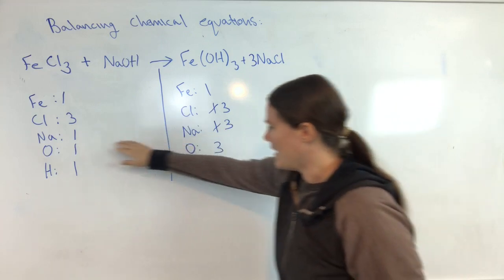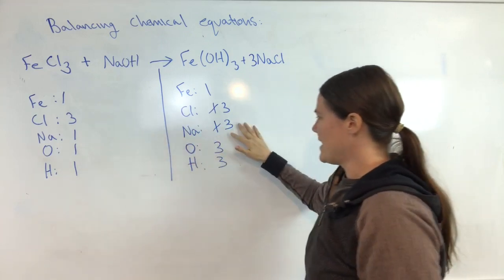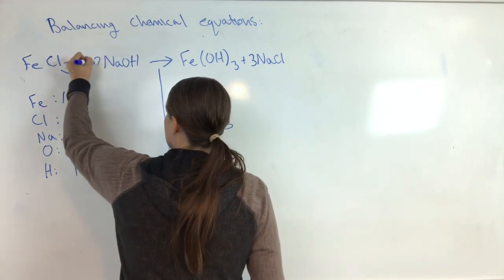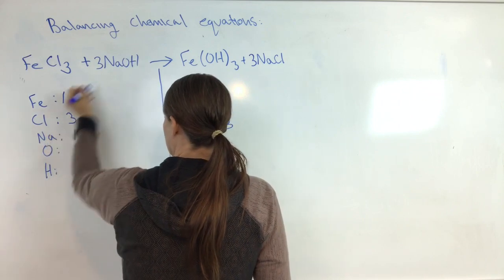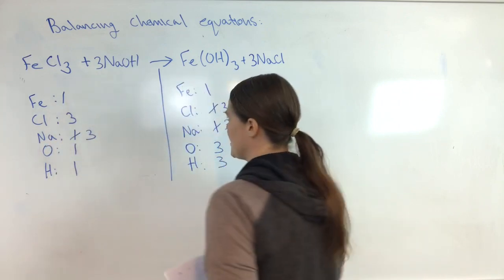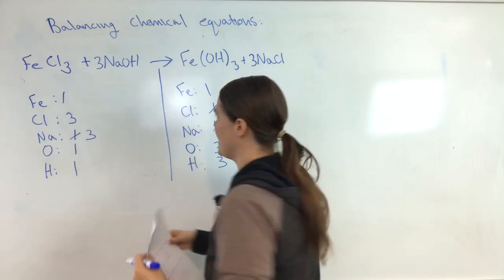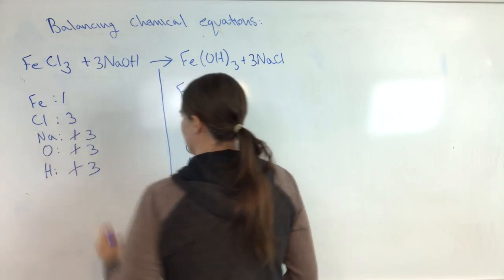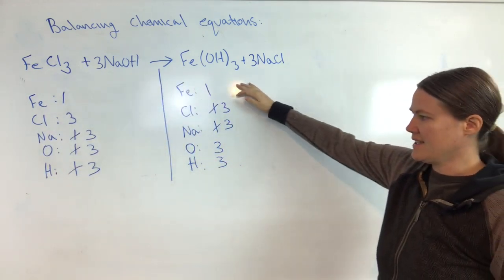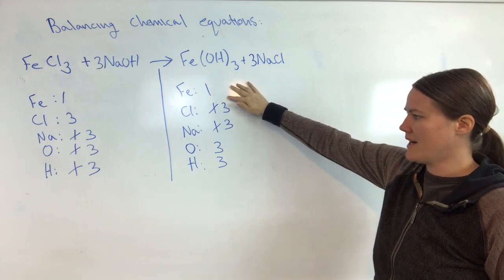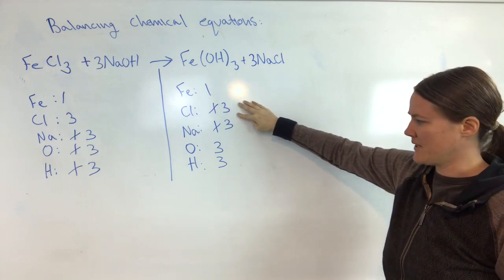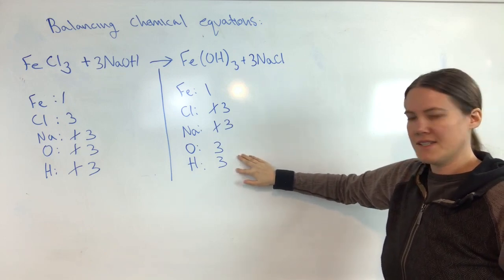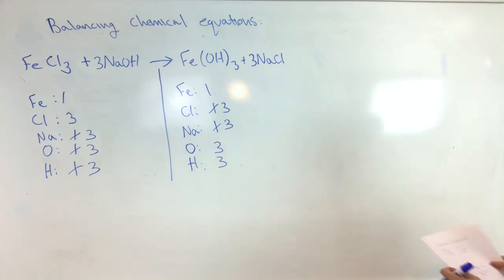So that means that now I need to balance the sodium. So now I have 3 on this side, and I need 3 on this side. So I'm going to put a 3 here. So now I have 3 sodiums, and I've also changed the number of oxygens and hydrogens. So now I have 3 oxygens, and I have 3 hydrogens. So let's just look at this and see if it looks balanced. So we have 1 iron on both sides, 3 chlorines on both sides, 3 sodiums, 3 oxygens, and 3 hydrogens. So this equation is balanced. Now let's do this one.